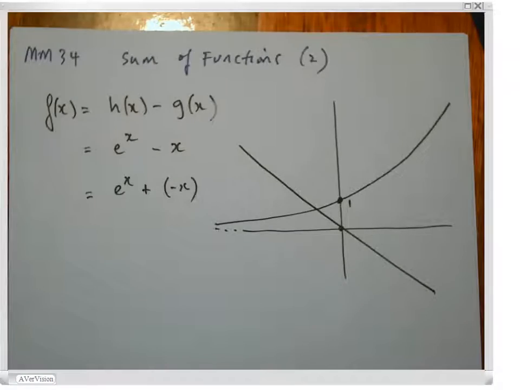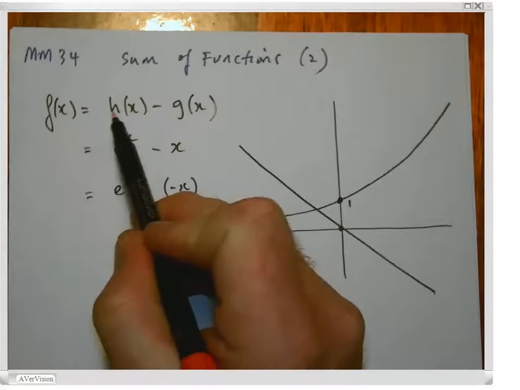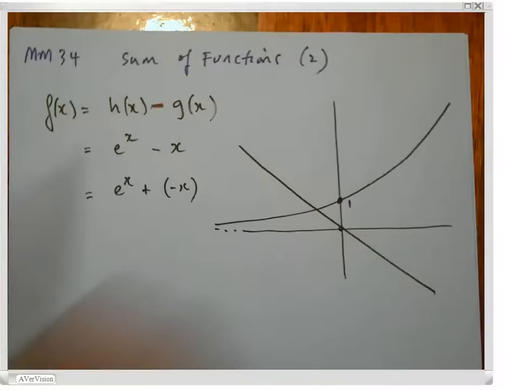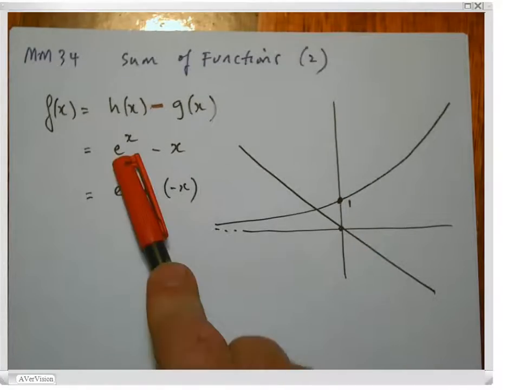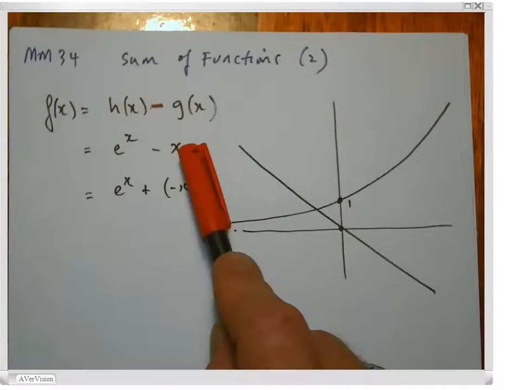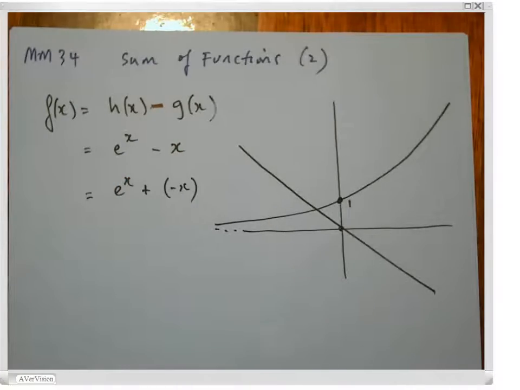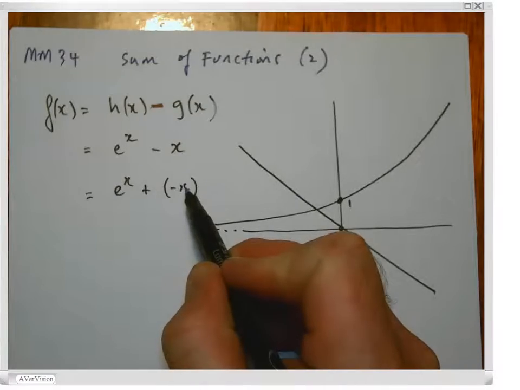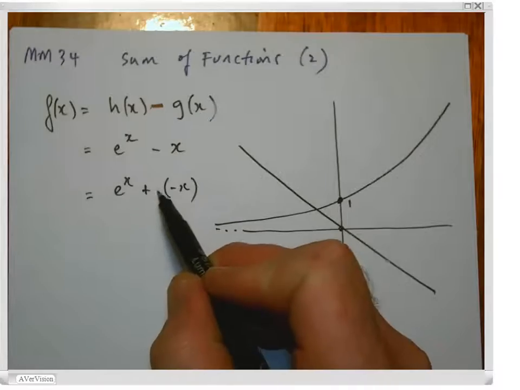This is Mathematical Methods. It's the second in the series of sums of functions, and it looks initially at the difference between functions. If f of x is h of x minus g of x, in actual fact it's the difference between h of x and g of x, so there's a subtraction between the two of them. And let's say h of x was e to the x and g of x was x. I'm actually going to turn it into the addition of functions of h of x plus the function negative x. So I actually consider it the same as the sum of functions.